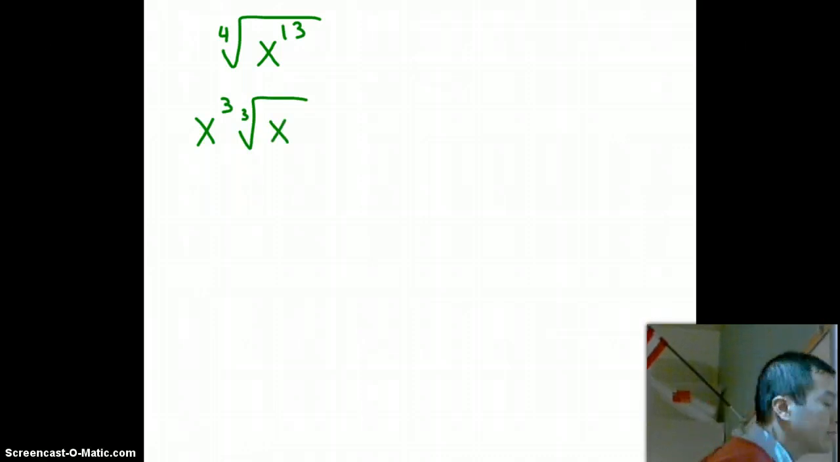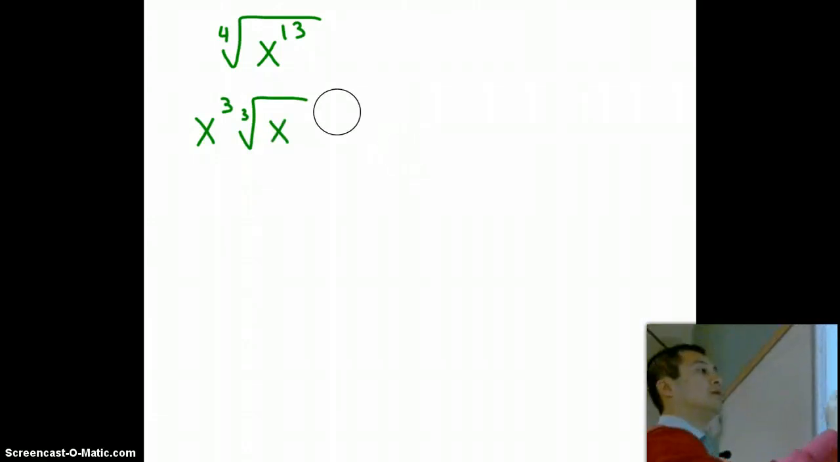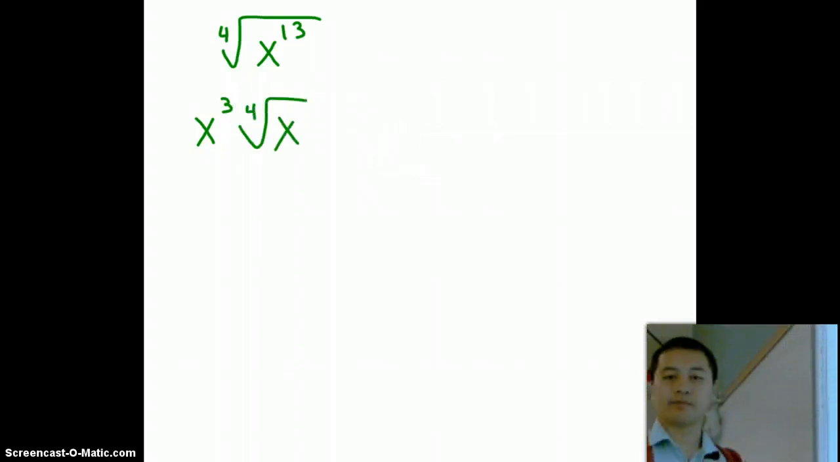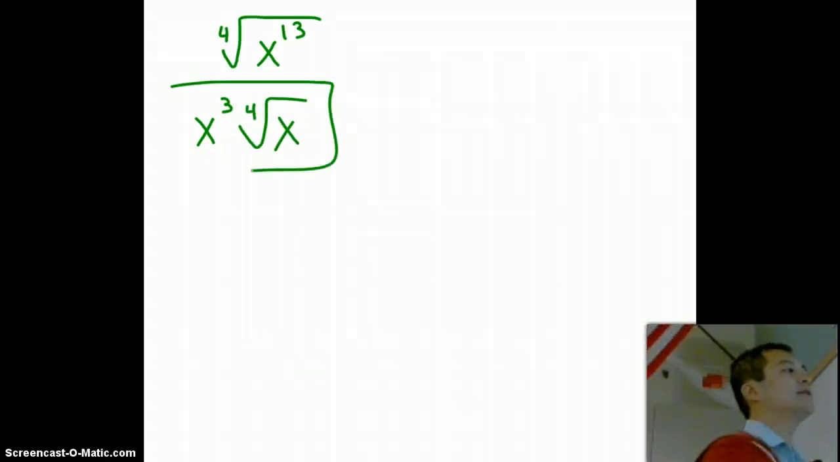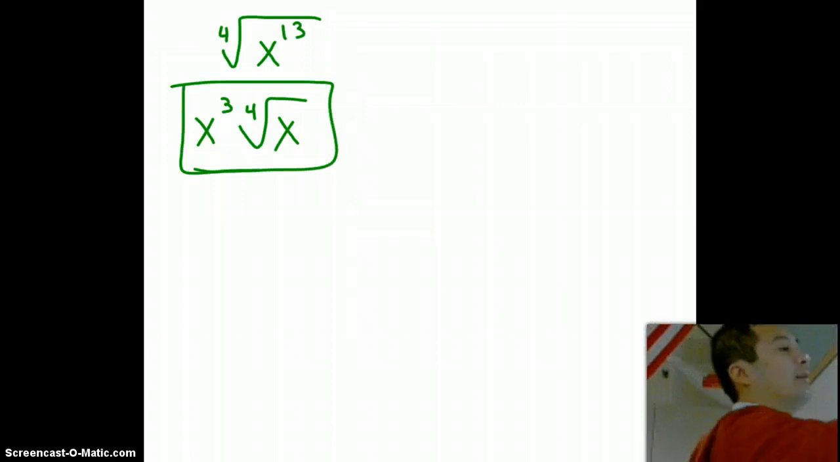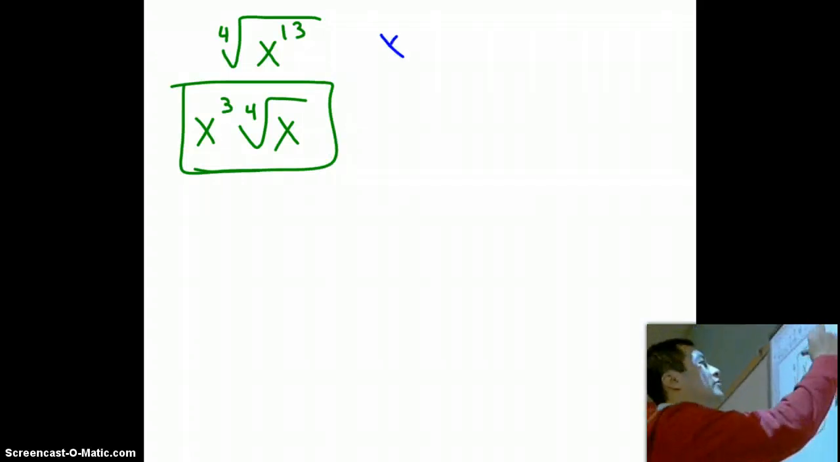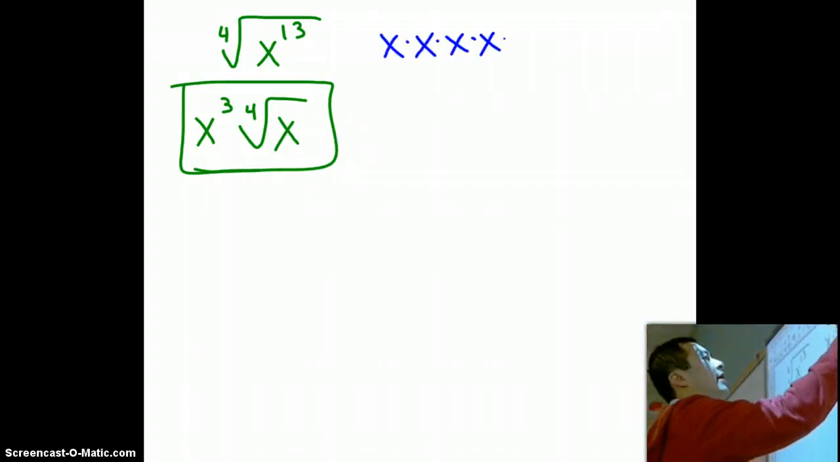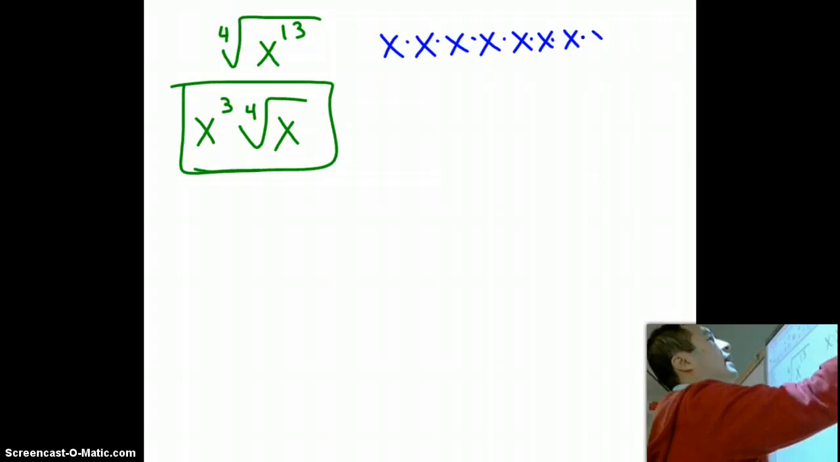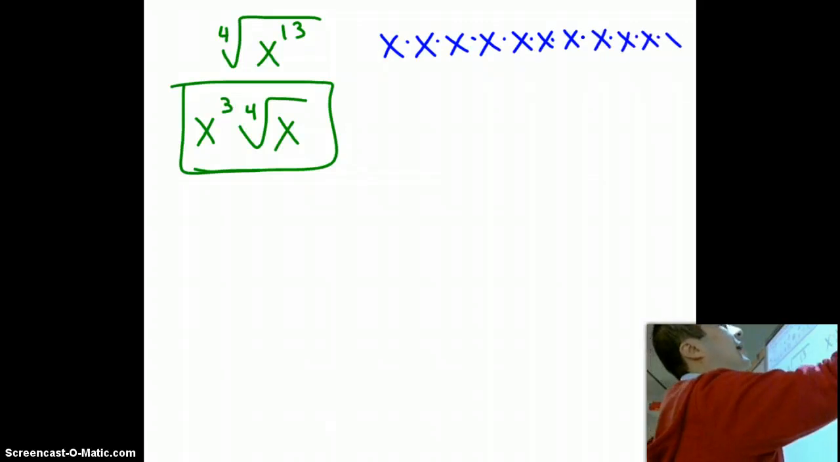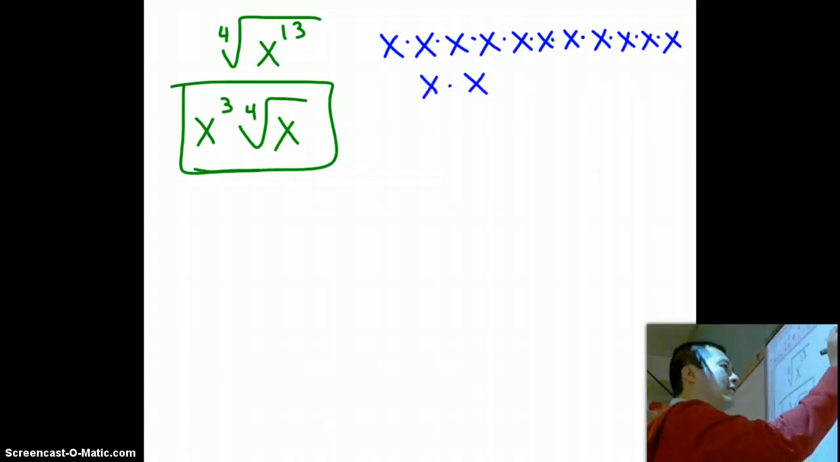Oh, sorry, that's the 4th root. With 1 left over. Sound good? And that's how you do that. Take a look over here. I'm going to write it out the long way. 13 times. 1, 2, 3, 4, 5, 6, 7, 8, 9, 10, 11, 12, 13.